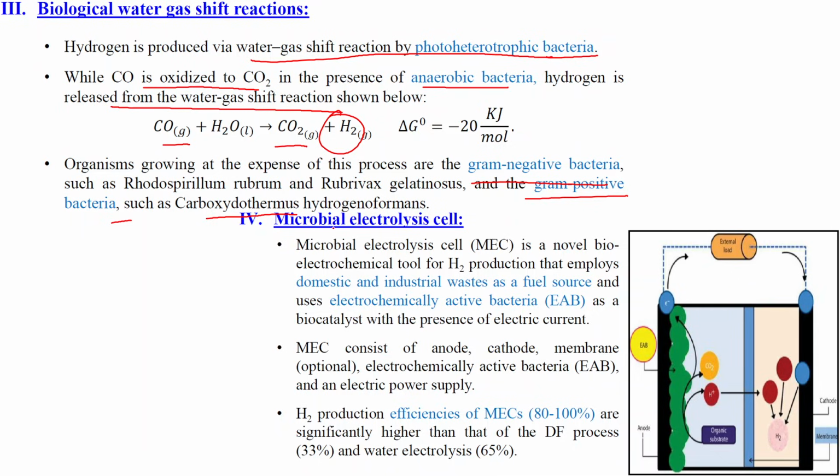Now, another is the microbial electrolysis cell. It is a novel bioelectrochemical tool for hydrogen production that employs domestic and industrial waste as fuel and uses electrochemically active bacteria. Here two electrodes are there, this is a separator, and this is the electrochemically active bacteria. So it consists of an anode, a cathode, electrochemically active bacteria, and a power source. The hydrogen production efficiency of the microbial electrolysis cell is 80 to 100%, significantly higher than that of the dark fermentation process or water electrolysis process.